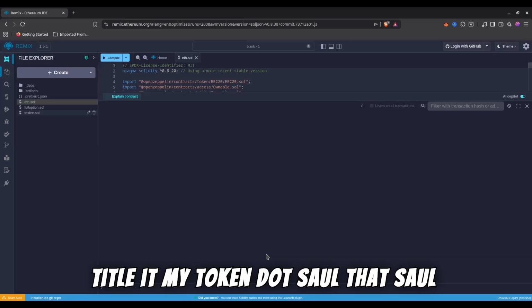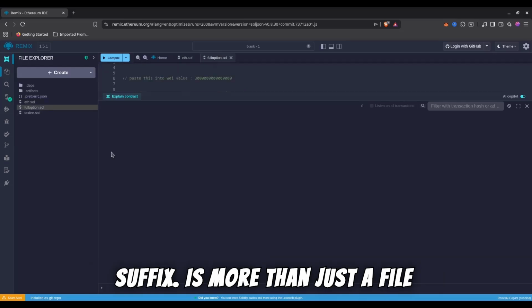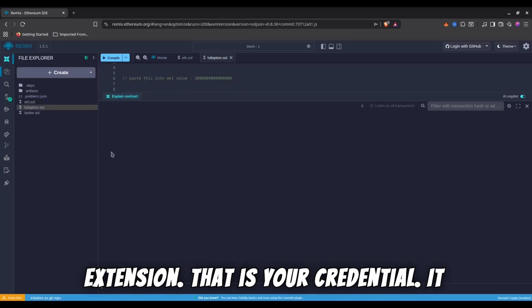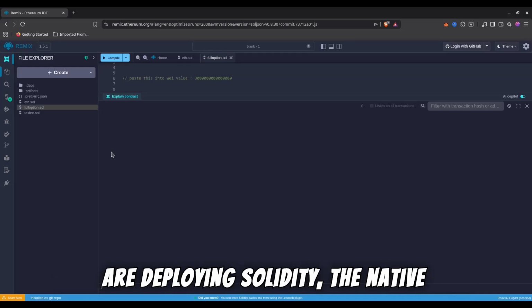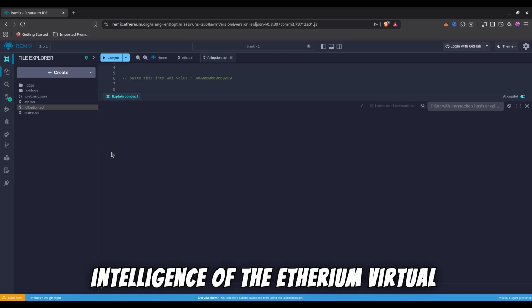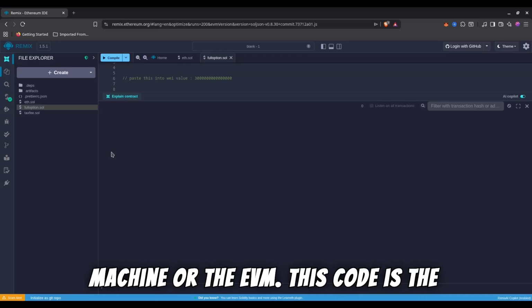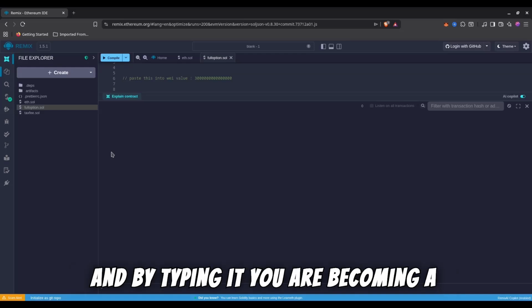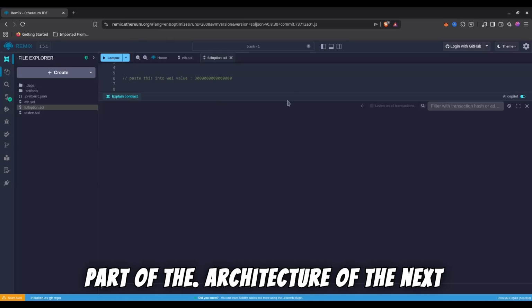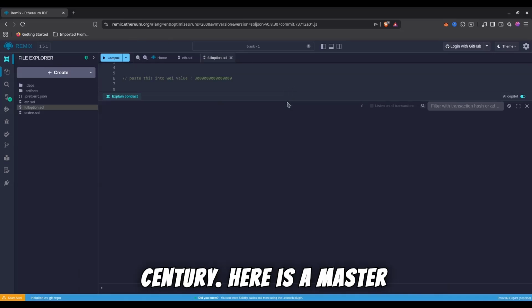That .sol suffix is more than just a file extension. That is your credential. It announces to the entire network that you are deploying Solidity, the native intelligence of the Ethereum virtual machine, or the EVM. This code is the literal bedrock of the future economy, and by typing it, you are becoming a part of the architecture of the next century.